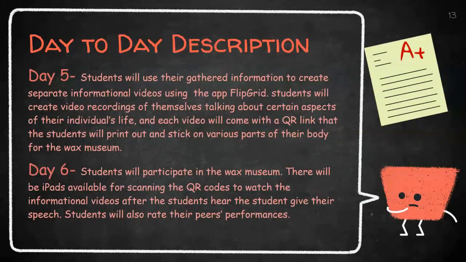Day 5, students will use gathered information to make little snippet videos on Flipgrid. These are specific to the individual's life, for example, Abraham Lincoln's education. So when someone scans the QR code that is printed out from Flipgrid, it takes you right to that video.